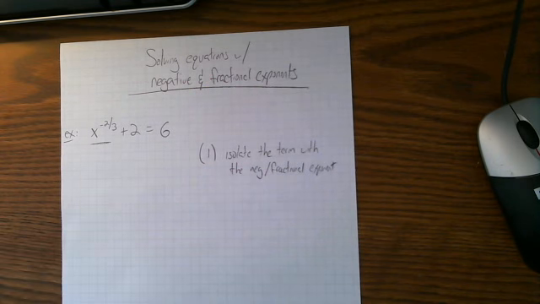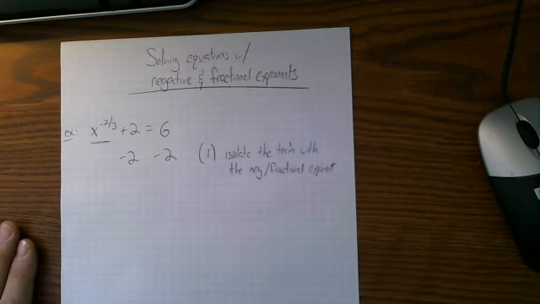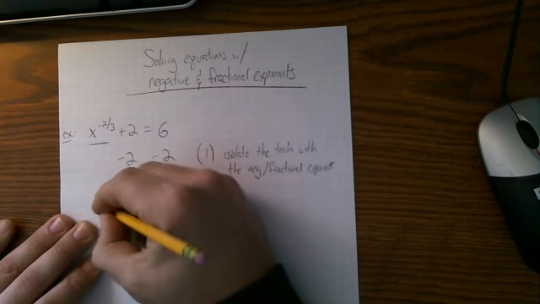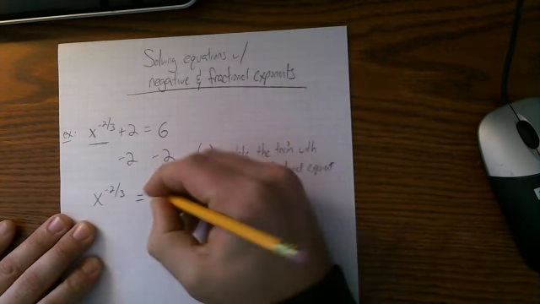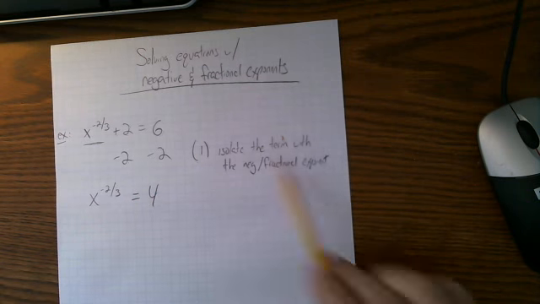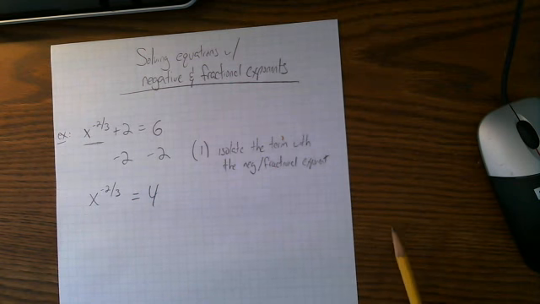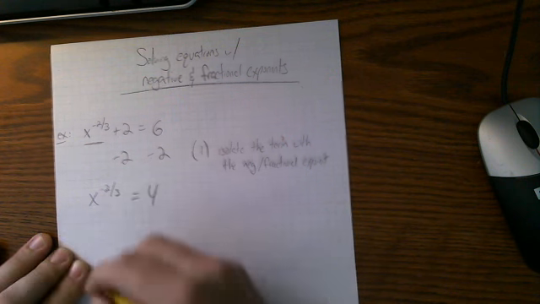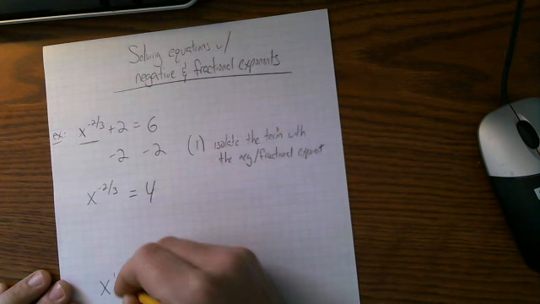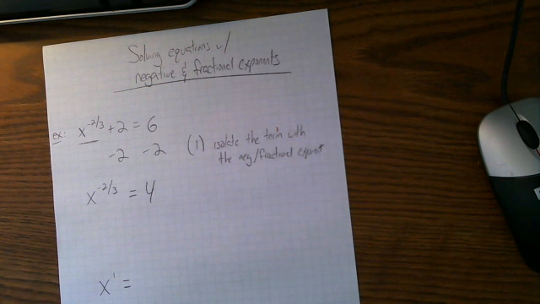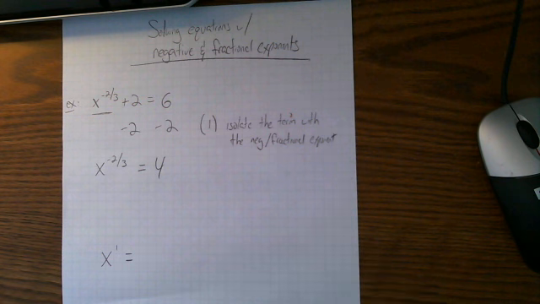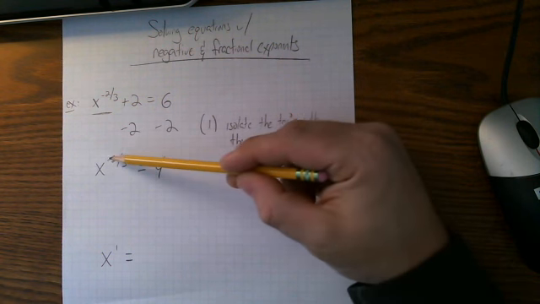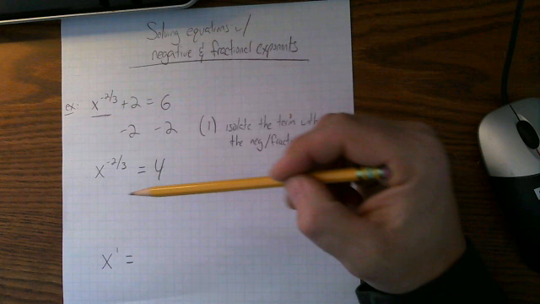In order to do that, I'm going to subtract 2 from both sides of the equal sign. So therefore, we have x to the negative 2/3 equals 4. Alright, so step 1 is complete. We've isolated the term with the negative and fractional exponent. Now what we're trying to do here is change this to x to the first power. Eventually, to solve an equation, you want x to the first equals. That's the goal of solving an equation. That's when an equation is solved, when it says x to the first power equals. So how can we possibly change this negative 2/3 to a positive 1?